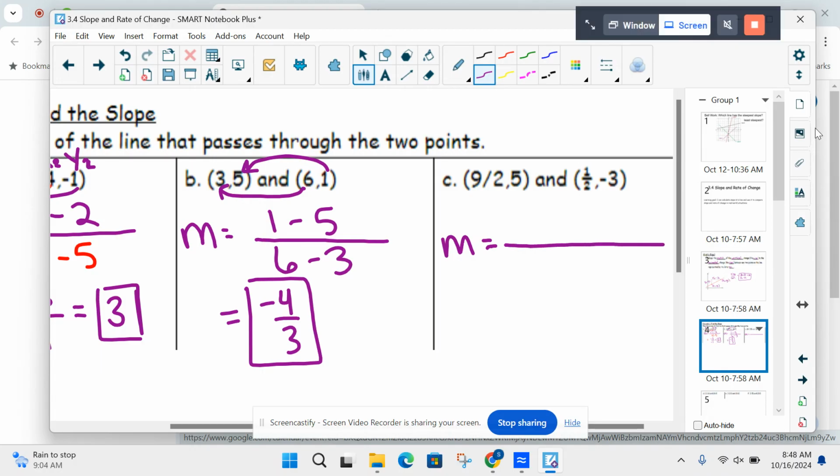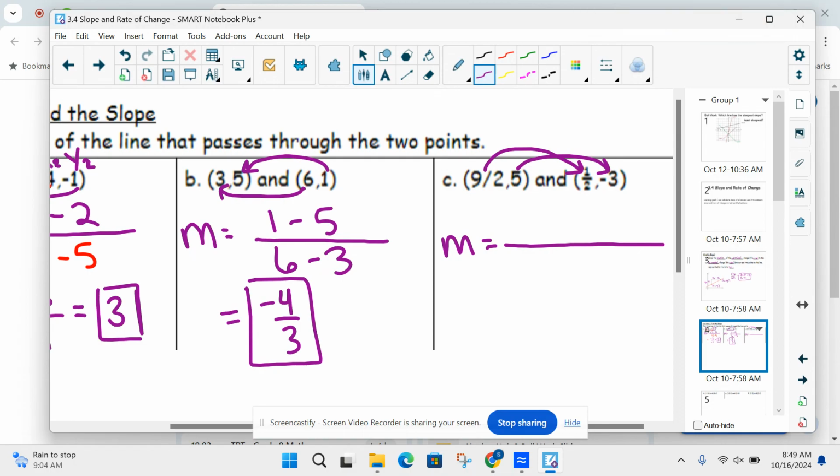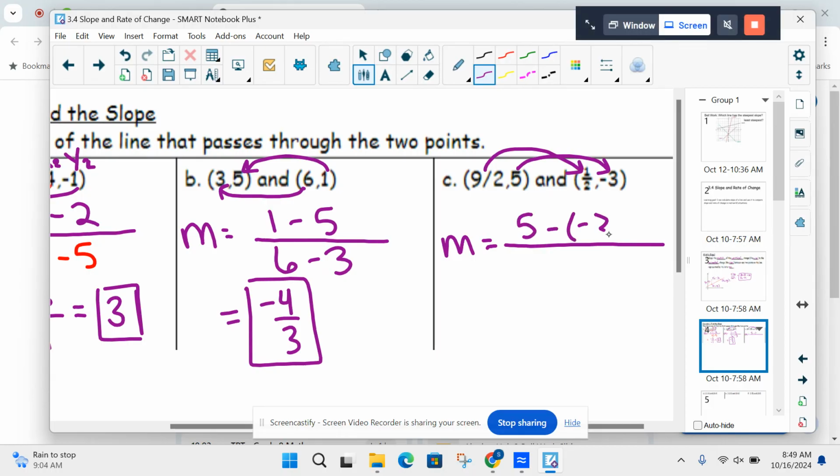Now, so far, I've done this y minus the second y minus the first y. So it actually doesn't matter which order you subtract them in as long as you're consistent. So if I do 5 minus negative 3, then I also have to do 9/2 minus 1/2. So let's try doing it that way just to mix it up and see the difference between them. So the numerator would be 5 minus negative 3.